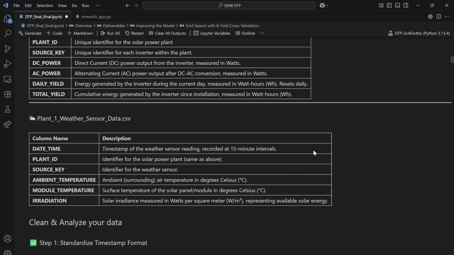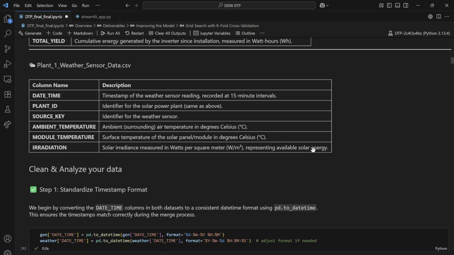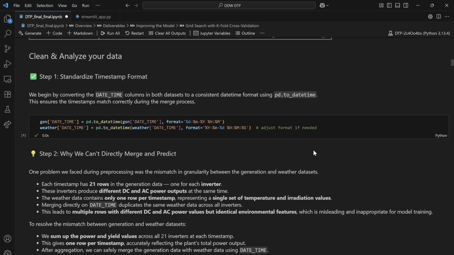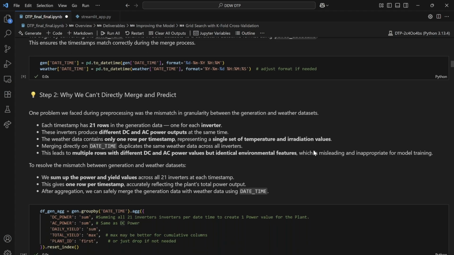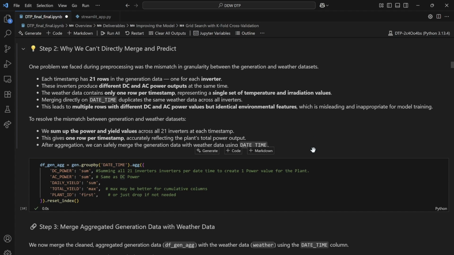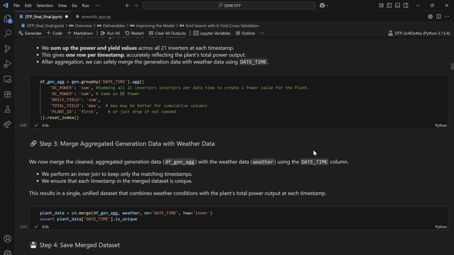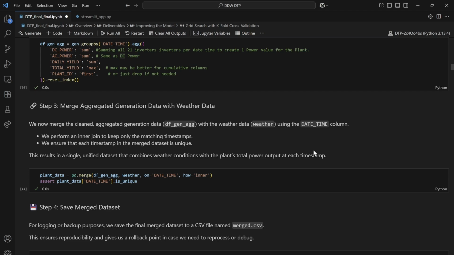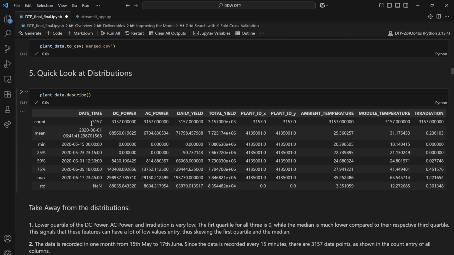Since we have gone through the columns, we can start with cleaning and analyzing the data by looking at the date and time column and standardizing it for both the generation and weather data frames that we just extracted from the CSV files. Then we can't merge directly because of the existence of 21 rows for each inverter. So we sum all the inverters into one total aggregate solar power plant DC power and AC power. Then we merge the weather and generation data sets on date and time, so we'll have a consistent 3000 rows as seen here.